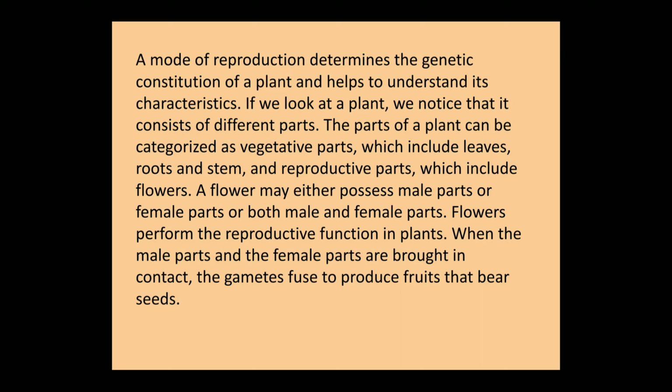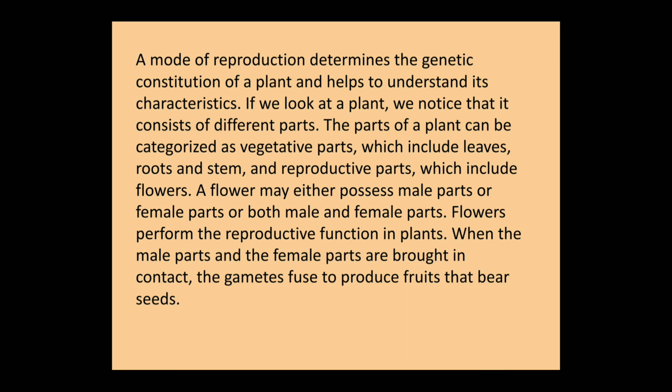If we look at a plant, we notice that it consists of different parts. The parts of a plant can be categorized as vegetative parts, which include leaves, roots and stems, and reproductive parts, which include flowers. A flower may either possess male parts or female parts or both male and female parts. Flowers perform the reproductive function in plants.